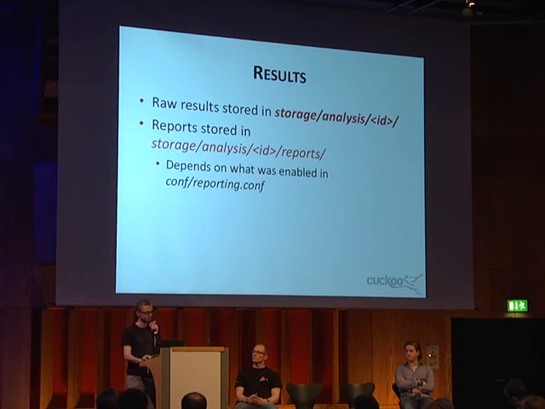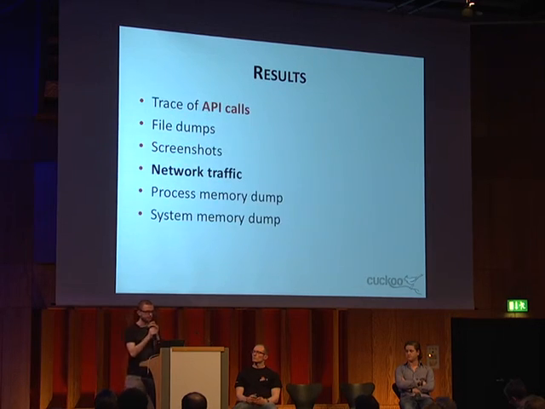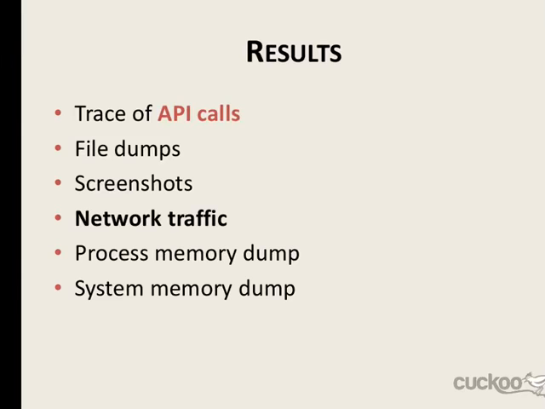That obviously depends. There are different modules to generate the reports, and you can enable or disable which ones you want. The type of results it generates includes a trace of API calls. Julian is going to talk in detail about how it actually does it. But basically, for each process that is being tracked, it will tell you all the API calls that we saw being called by the process. Yeah, we'll get into that later.